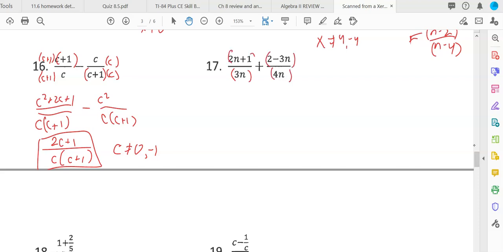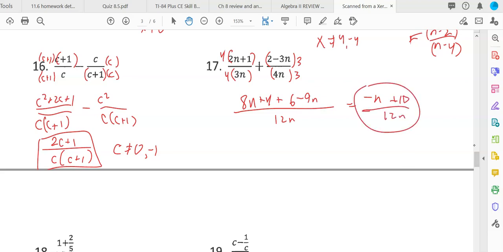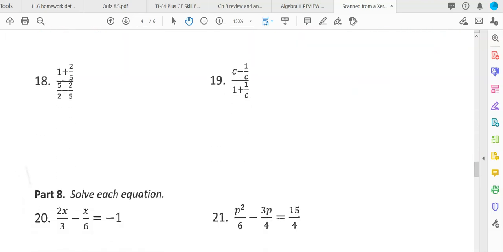So start with parentheses, just get in that habit. This one needs a 3, this one needs a 4. I think they're good on ends. This would be 8n plus 4 plus 6 minus 9n all over 12n. So this would be negative n plus 10 all over 12n. That would be okay. N can't be equal to 0.